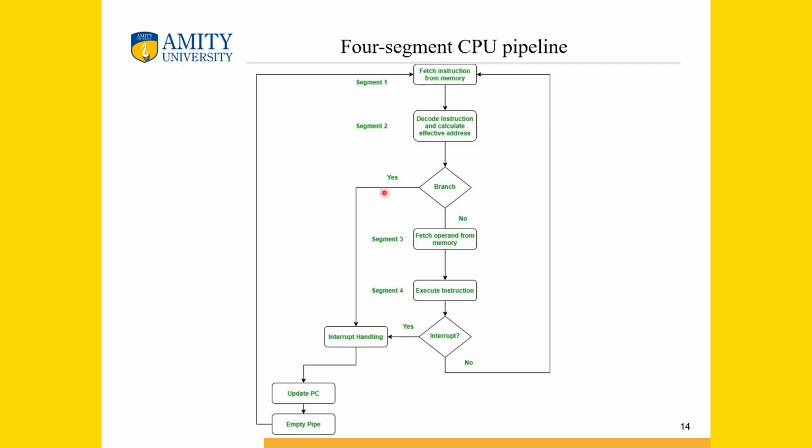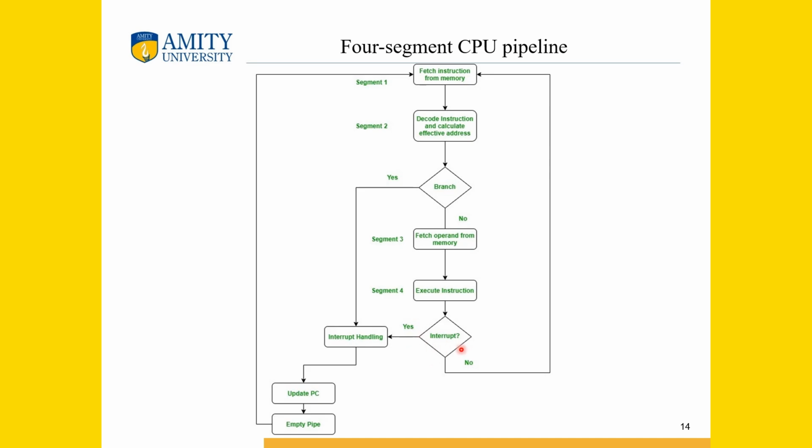During this decoding we'll find out whether the instruction is branched or not. If it is branched, then we'll be performing separate steps, but since it's not branched, we're going to go to segment 3 and get the operand from memory. Segment 4 will execute the instruction, and then we check whether there is an interrupt or not.